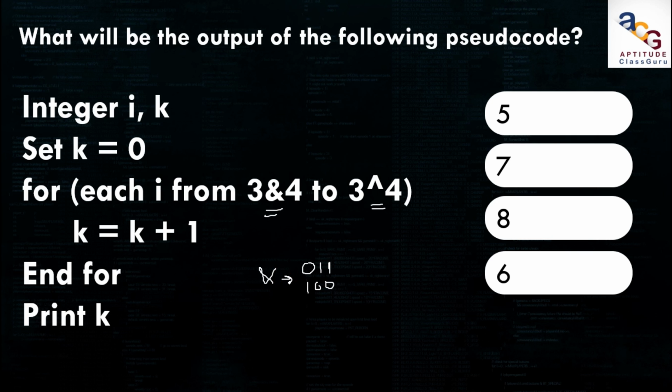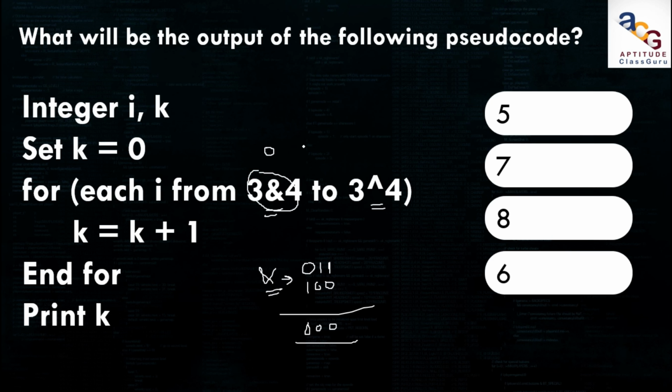You have to perform the bitwise AND operation. I already know that bitwise AND gives you the answer 1 only when both the inputs are 1. So what is the value now? 0 1, answer is 0. 1 0, answer is 0. 1 0, answer is 0. So all zeros. So 3 and 4 gives you the answer as 0.